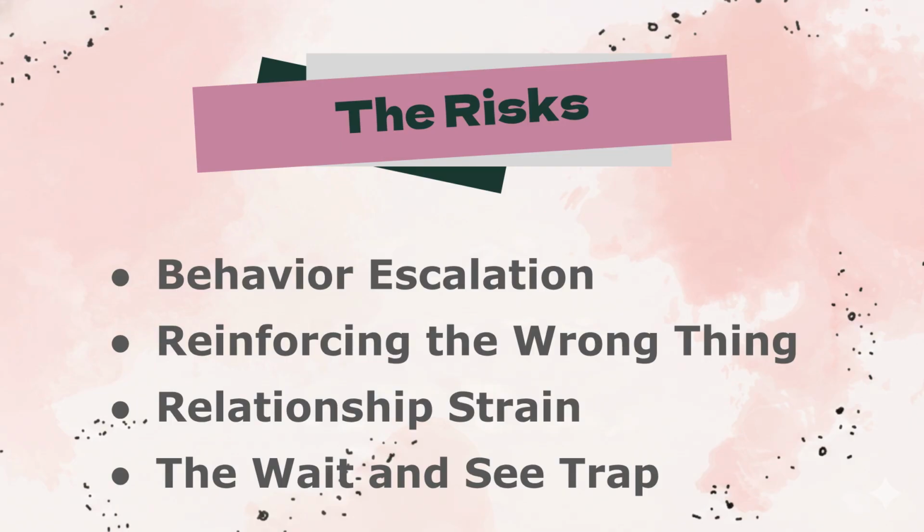Third one is relationship strain. An FBA requires close observation. For a student, feeling watched or analyzed can feel invasive. It can even damage the rapport and trust you've spent months building, making them feel like a lab subject rather than a person. And finally, the wait and see trap. FBAs take time, sometimes weeks. While we're busy collecting data, the student isn't getting immediate relief. This delay can lead to teacher burnout and continued distress for the student.